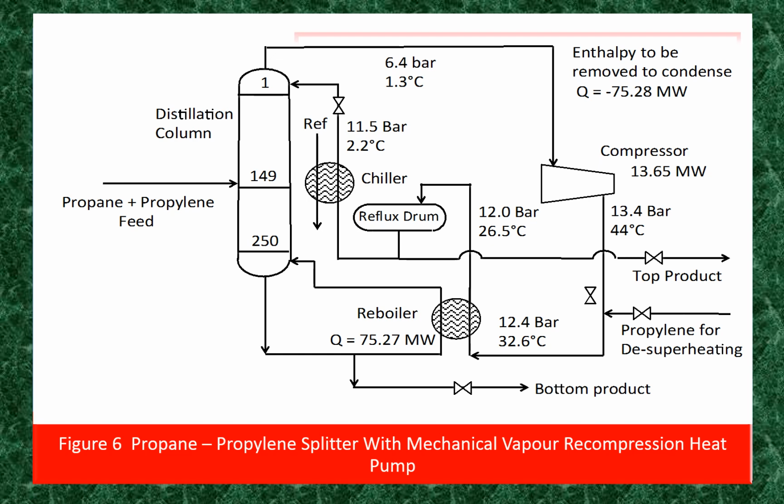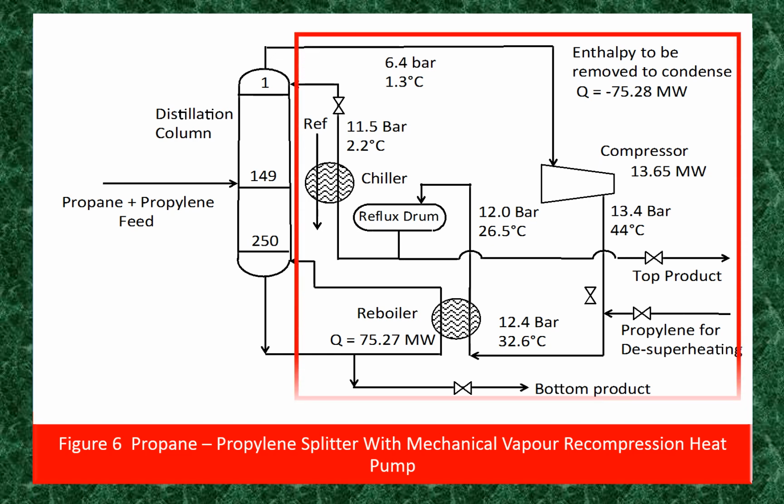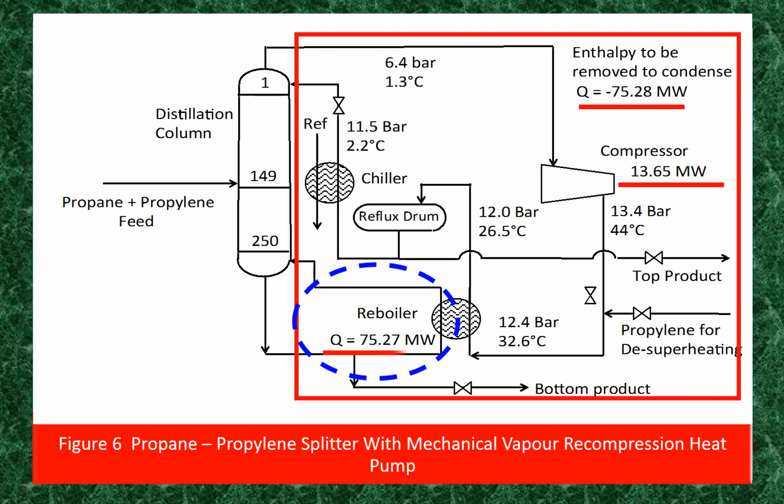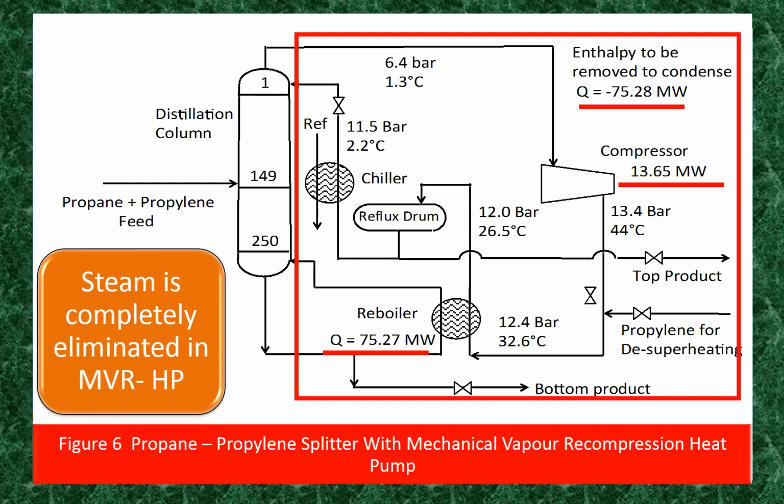Here you can see the vapor heat load analysis of the MVR heat pump system. Heat load of the vapor to be removed is 75.28 megawatt. Power to the compressor, or work done by the compressor, is 13.65 megawatt. Heat consumed by the reboiler is 75.27 megawatt. No steam is used for reboiling. You have completely eliminated the steam requirement for the reboiler.